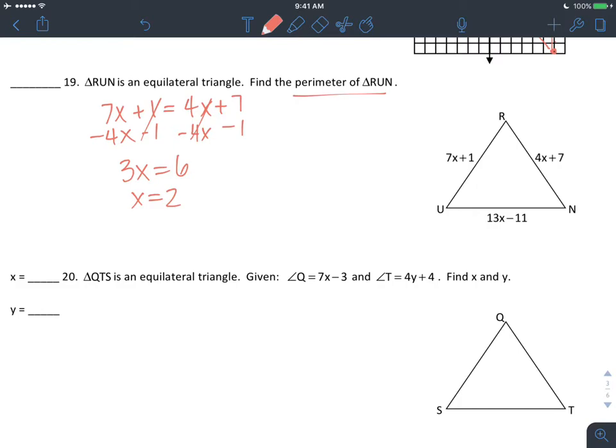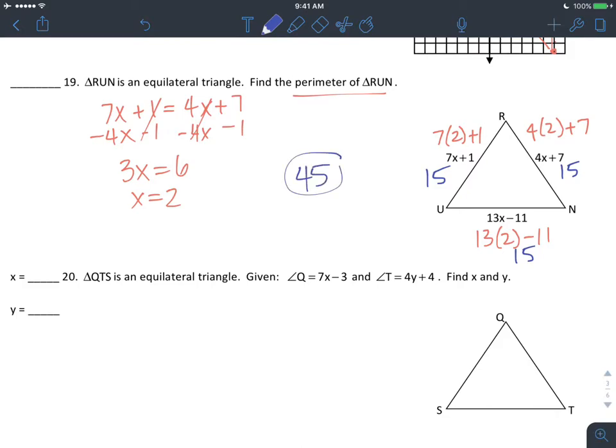Okay, so we can plug this back in. We're going to have 7 times 2 plus 1, 4 times 2 plus 7, 13 times 2 minus 11. When you calculate any of those, you're going to get 15, 15, and 15. So the total perimeter is going to be 15 plus 15 plus 15, which is 45.